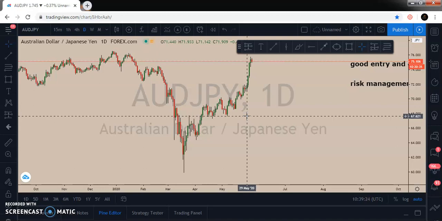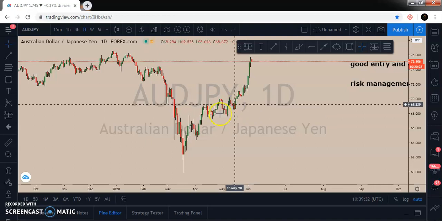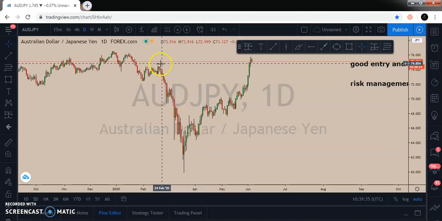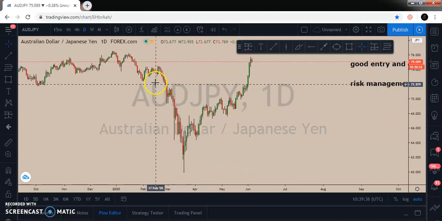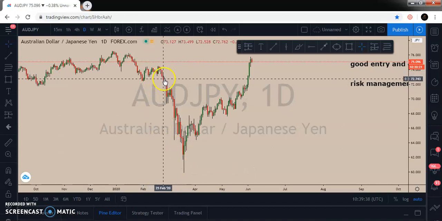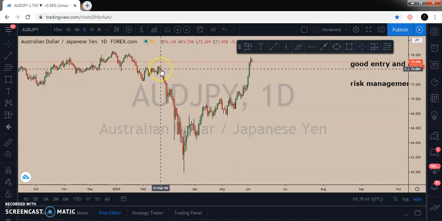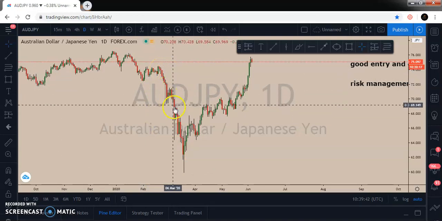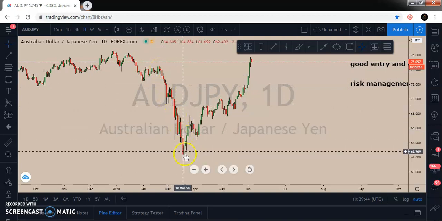Now, let me just come up with any strategy. Let's say your strategy is breakout and retest. For example, this is a downtrend, a huge move to the downside, and what do we have to be looking for? We have to be looking for sell opportunity only in a downtrend. Sell opportunity, no buy trade.